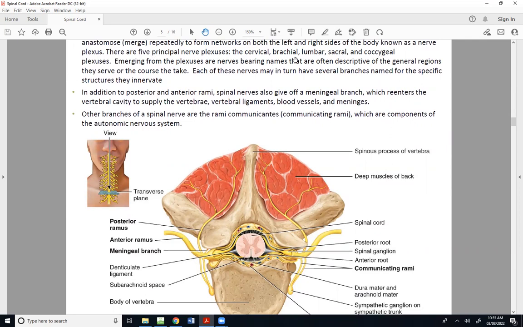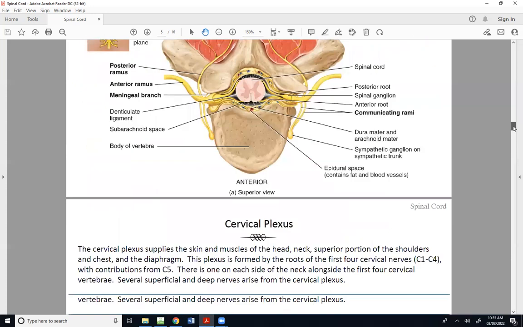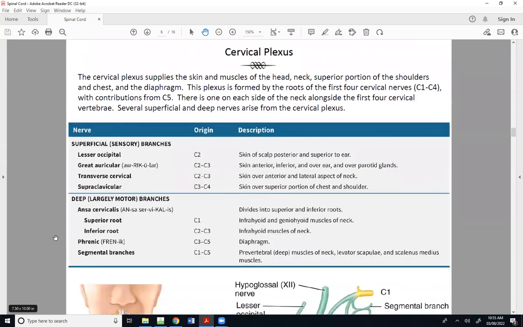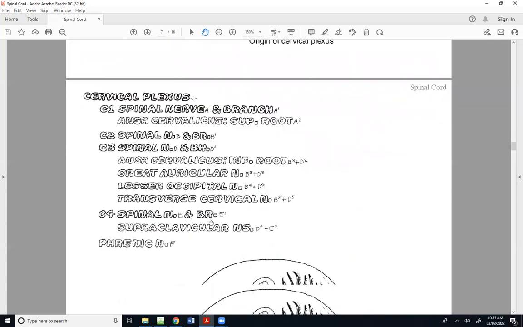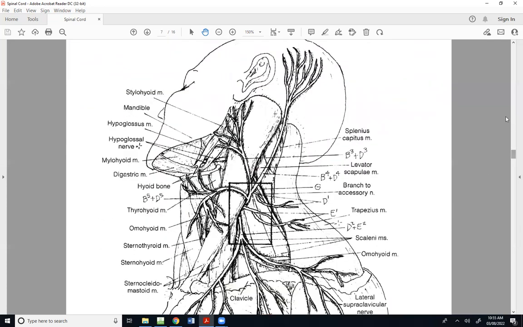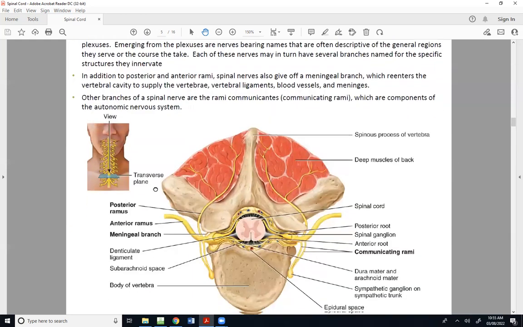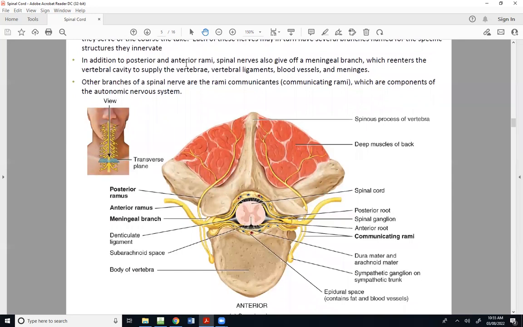Emerging from these plexuses are nerves bearing names often descriptive of the general regions they serve or the course that they take. Each of these may then also have branches that are named for the specific structures that they innervate. What we'll do, and we aren't going to get to this today since we're running short on time, is on Thursday, we'll start going through the plexuses and learning about the different nerves and identifying them, like with this figure here.